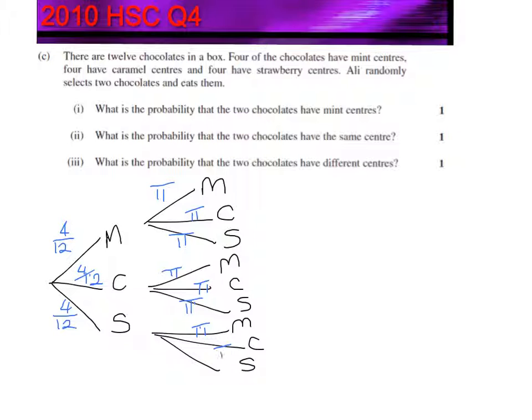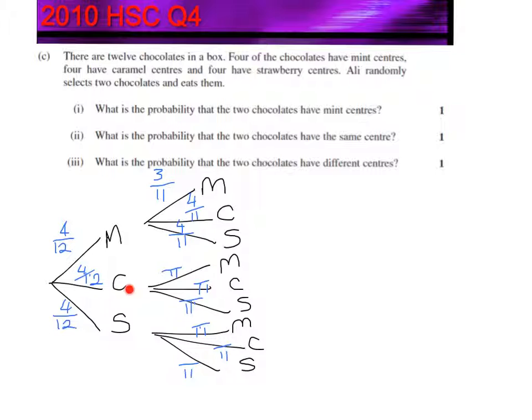Kind of running out of room. Draw your tree diagram as big as possible is my advice. Draw it whole page. Okay, if the first chocolate chosen is mint, there was originally 4. That means there's only going to be 3 mints left to choose from on the second choice. But you'll still have the 4 caramel and the 4 strawberry.